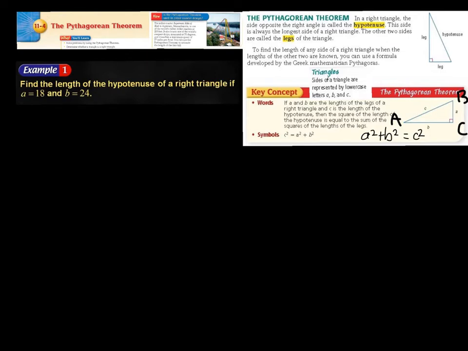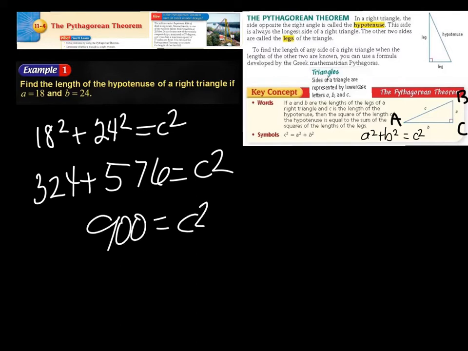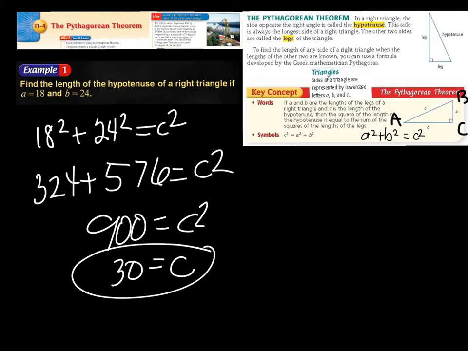Find the length of the hypotenuse of a right triangle if a is 18 and b is 24. Grab a calculator. 18 squared is 324. 24 squared is 576. Whose sum is 900. And the square root of 900 is 30.